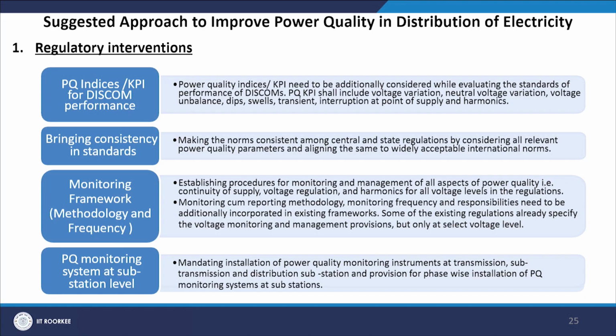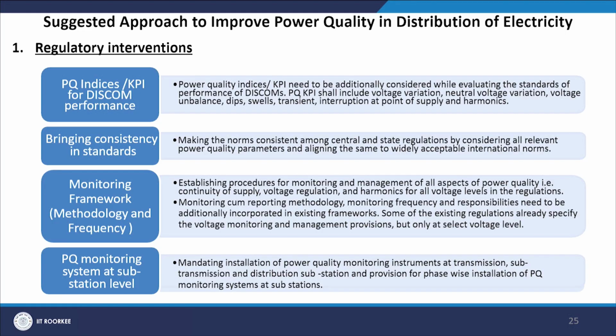Now, suggested approach to improve power quality and distribution of electricity, that is regulatory intervention. So, what the regulatory framework can do for betterment of power quality of any distribution system. We need to have KPIs for DISCOMs' performances, bringing consistency in standards, monitoring framework, that is methodology and frequency, PQ monitoring system at substation levels.